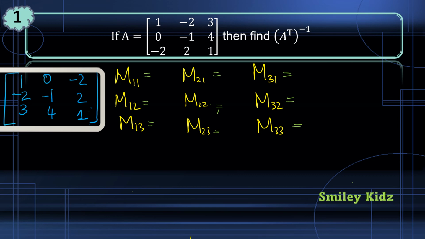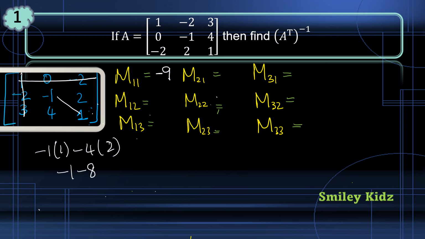How do we find out minors? Now if I choose the first row at the first time, then I'll cut the rows and columns. 1 belongs to over here. Multiply minus 1 into 1, minus 4 into 2. That will be minus 1 minus 8, that is minus 9. So what is your minor of 1, 1? It is minus 9. In that way, you find out the minors.